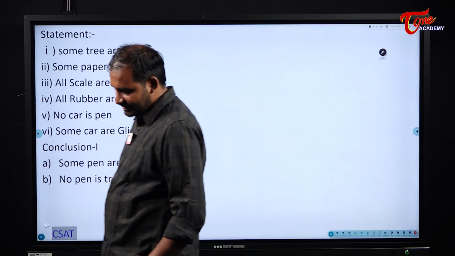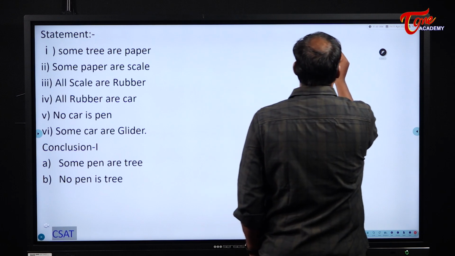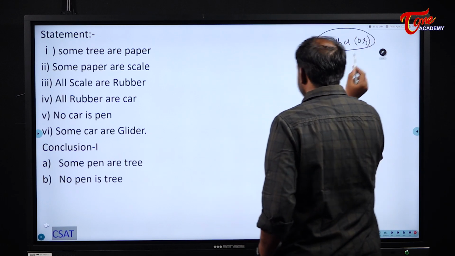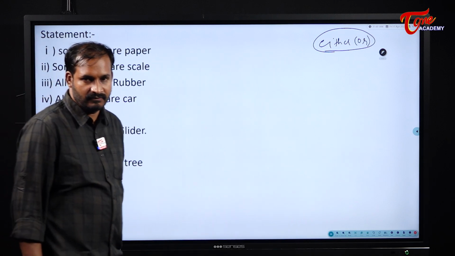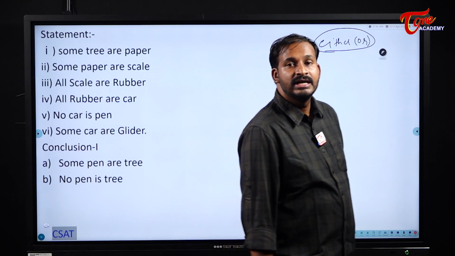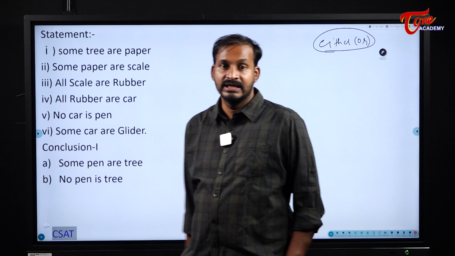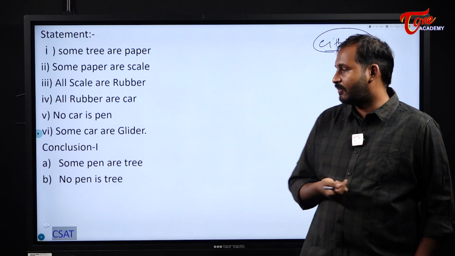Okay. The next important set, which is the either-or case, students. Either-or conclusions. We will have the cases of either-or. Where will we have this either-or? Whenever you have the same elements, there is a chance to have either-or. How is either-or possible, sir?